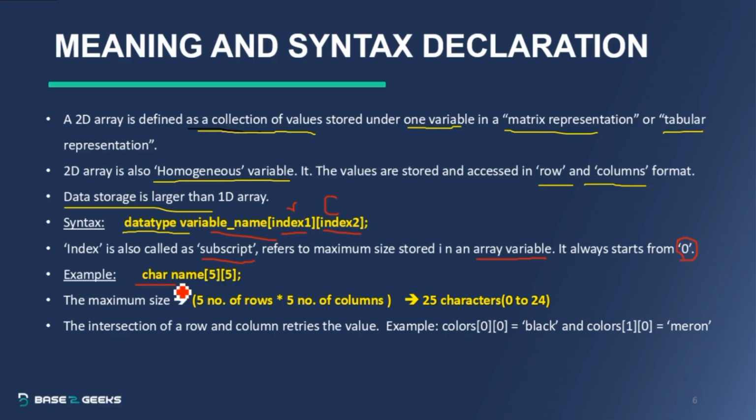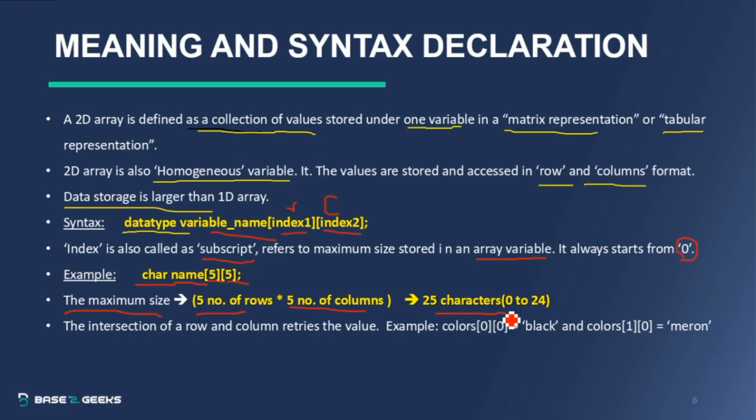Character is a data type. Name is an array variable. Row values should be 5 and number of columns should be 5. Can you understand? I am going to create a matrix or a table with the name as NAME. That table will have 5 rows and 5 columns, isn't it? Now, what will be the maximum size? You will have 5 rows into 5 columns, so totally you can store 25 characters.